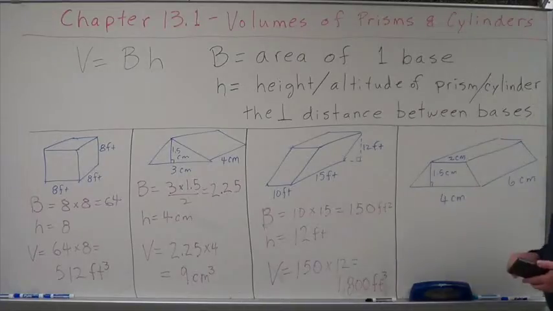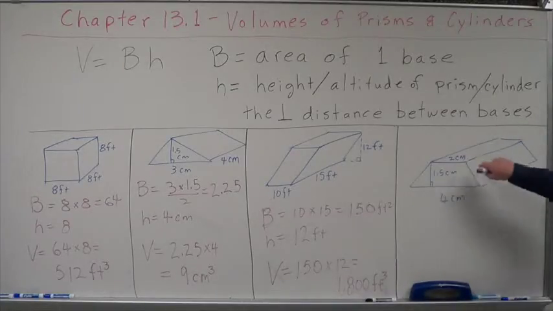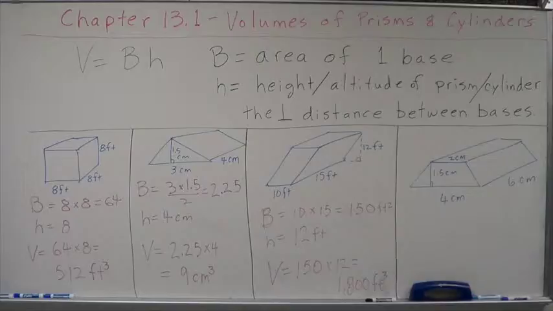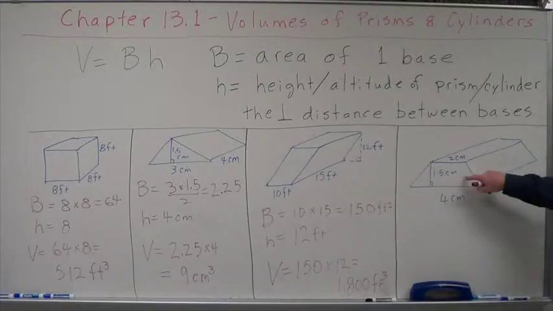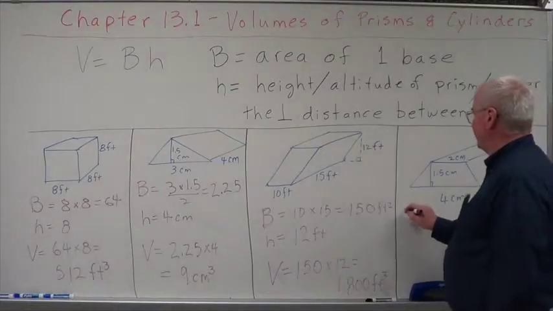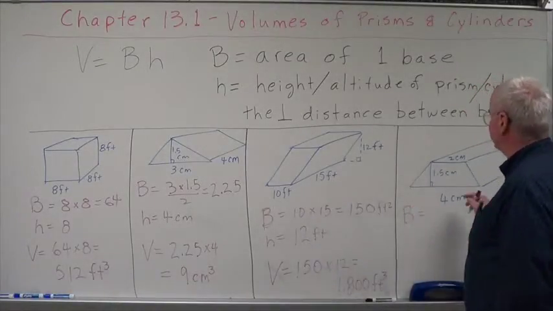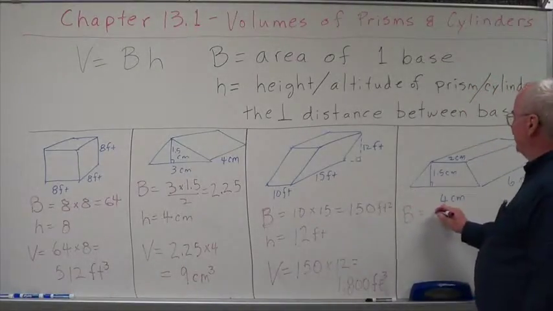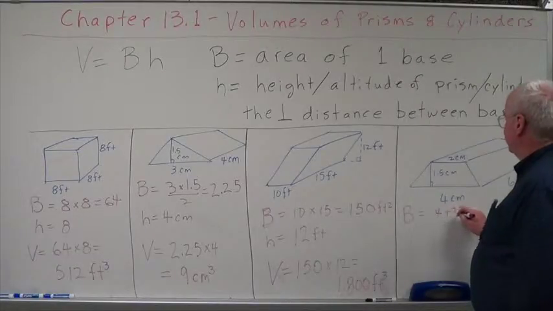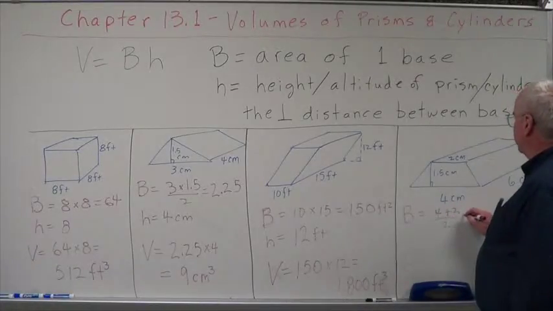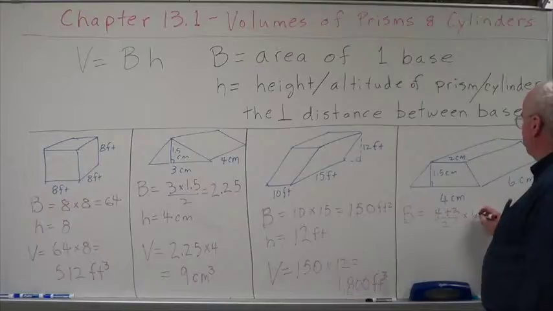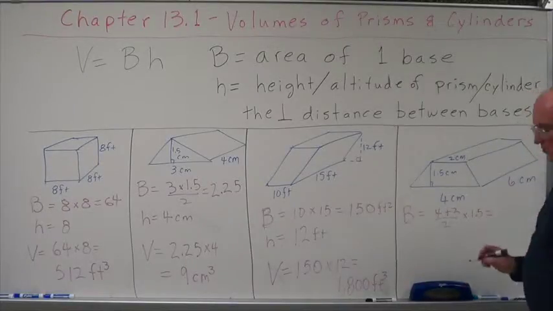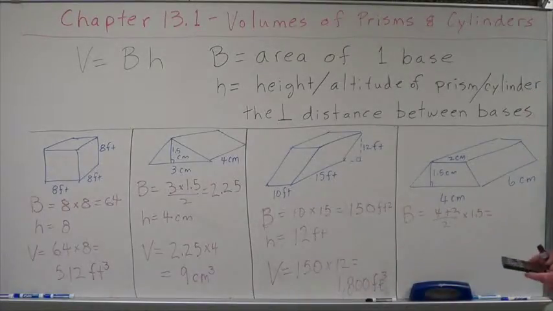Let's look at our last example for prisms. This is a trapezoidal prism. Bases are trapezoids, okay? So we have to find the area of a trapezoid. So our base is trapezoid. We add the two bases. We got a 4 plus 2 divided by 2. And we're going to multiply that times 1.5 equals. So let's do that.